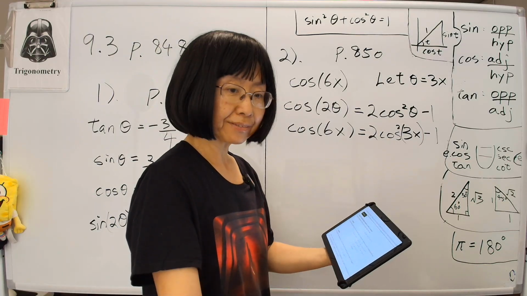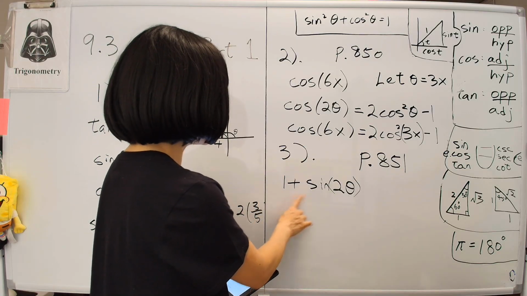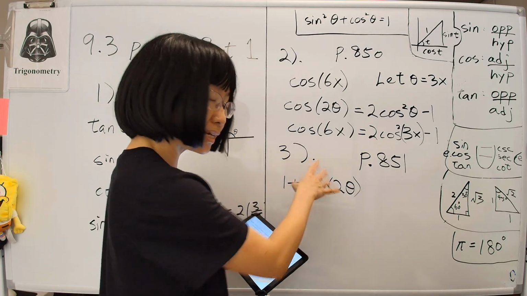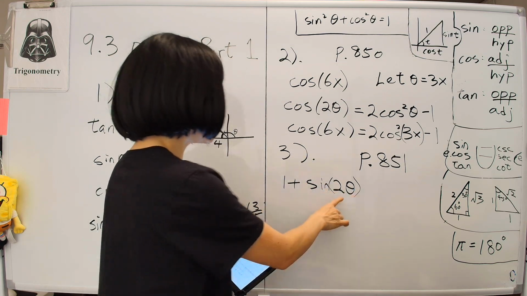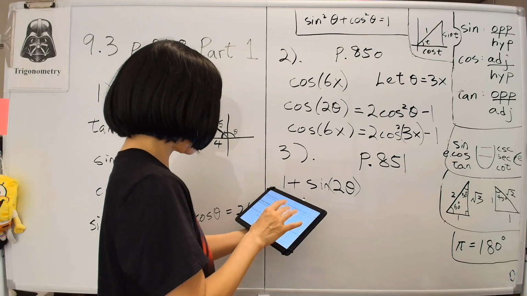Let me write that down. All right, I wrote it right here. Problem 3, which is 1 plus sine 2 theta. And what do they want? They want it to turn into an expression with just theta. There's no 2 theta left, but we can have cosine theta thrown in.